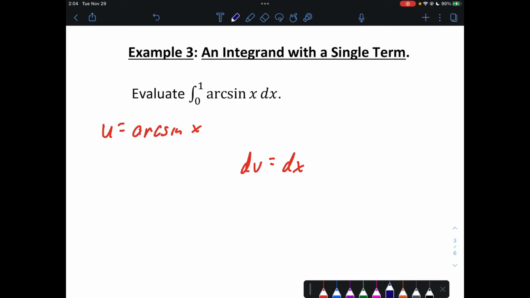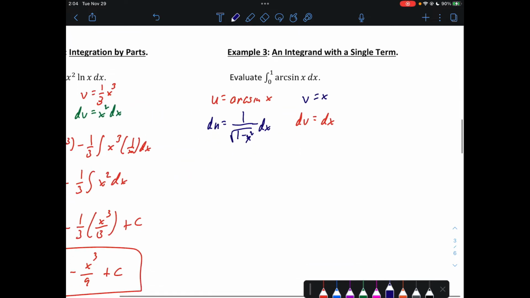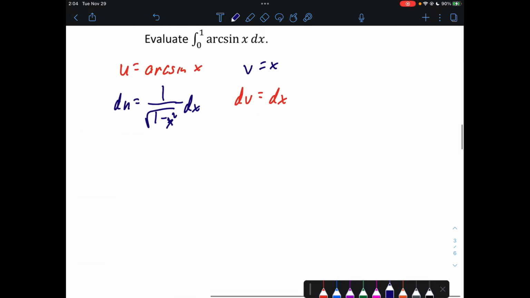The derivative of u is 1 over root 1 minus x squared dx. The integral of v is just x. So our answer here is going to be uv, which is x times sine inverse of x. There's uv.